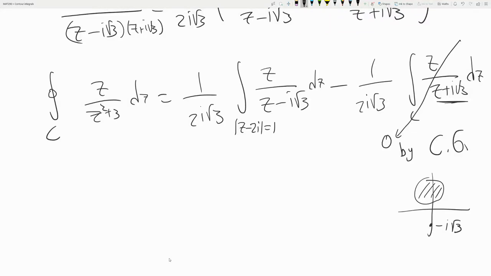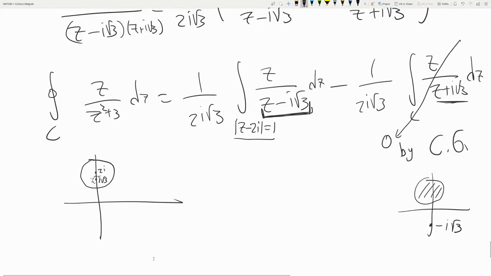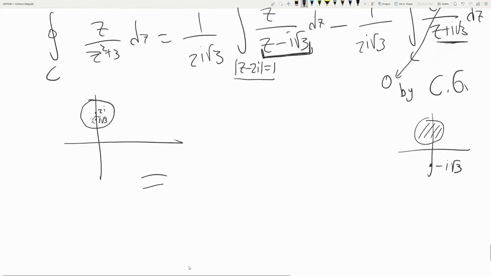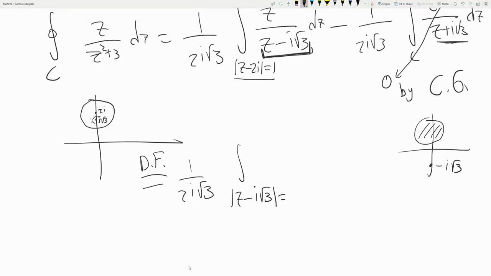This guy. Okay, but you know, this contour is not convenient, right? So we have this circle, and then we have i square root 3. It would have been more convenient to have a circle around the pole. Then it will make the computation easier here. Okay. So by deformation of contour, we change to the circle |z minus i square root 3| equal to 1. Okay.